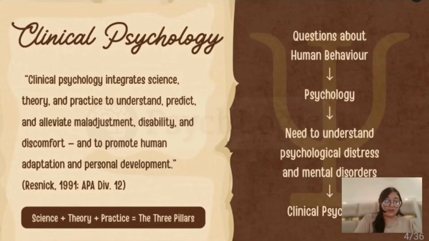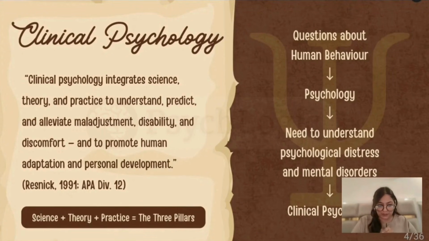So let's see now what clinical psychology is. Clinical psychology is applying your knowledge. But before just discussing clinical psychology, there is another term, abnormal psychology. So, what is the difference? Abnormal psychology is the study of abnormal behavior, while clinical psychology is applying that knowledge to assess, to diagnose, to treat, to help individuals. That is what clinical psychology is.